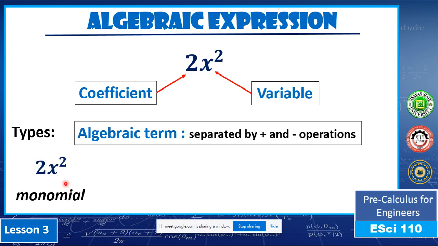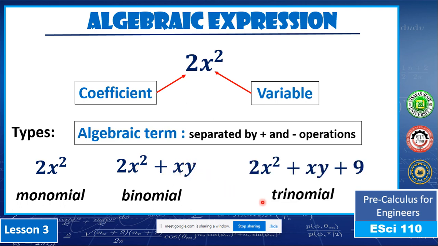For example, we have monomial, 2x squared, nag-iisa lang. Then we also have binomial, 2x squared plus xy. They are separated by a plus sign. So isang term yung 2x squared, and then xy, isang term din. And then we also have trinomial. We have 2x squared, first term, second term xy, and third term 9. And we also have four terms, or we call this polynomial, until the nth term. So marami tayong types ng algebraic expression which is determined by the algebraic terms, which are separated by positive and negative na mga operation.